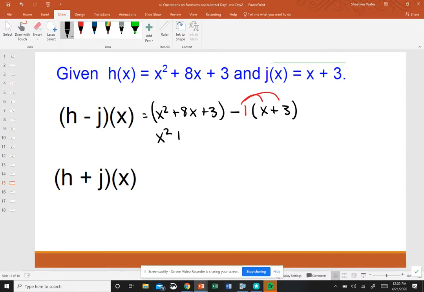So I have x squared plus 8x plus 3, not equals, struggle is real. Negative 1 times x is negative x. Negative 1 times 3 is negative 3. So now we need to combine like terms. So there's a positive 8x and a negative x. There's no x squared, so I'm just going to leave that as x squared. 8x minus x is positive 7x.